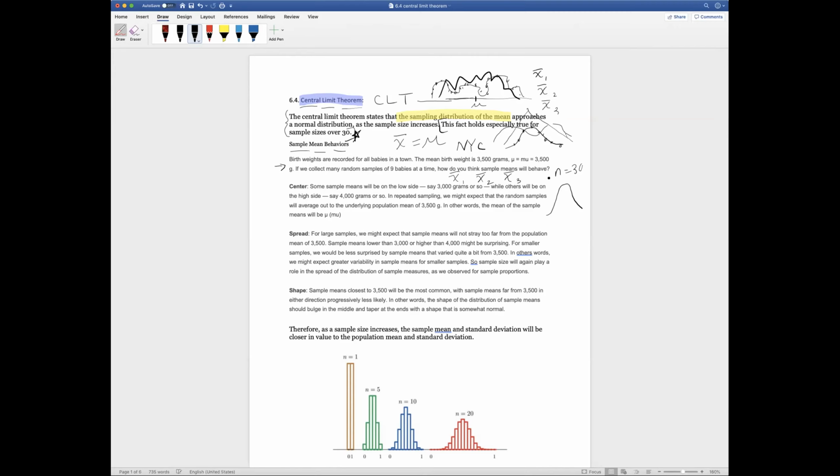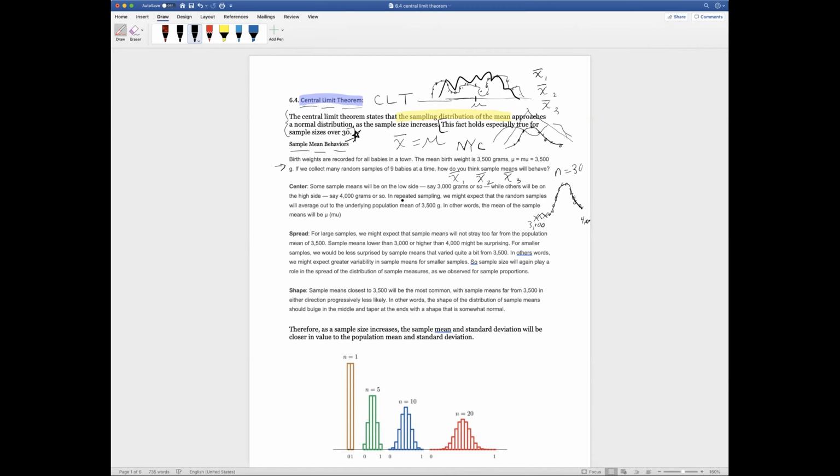And if we continue doing that, like I said before, we're going to have this graph that has this very normal appearance, this low, high, low appearance. So some sample means will be low. Some of these X bar 1, X bar 2, X bar 3 will be low. So some of these guys will be down here, let's say 3,000 grams. Some of them will be high. Let's see over here, we'll call these guys 4,000 grams.